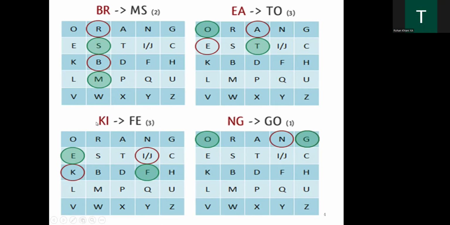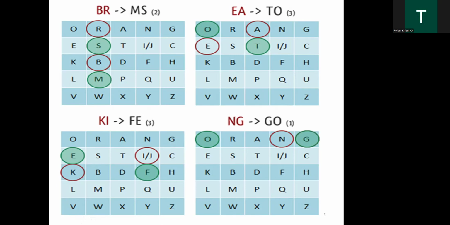Now, taking the next example, if our plain text is KI. If we see KI, again, they are not in the same row nor in the same column. So we have to take the intersection. So F and E will be our ciphertext.